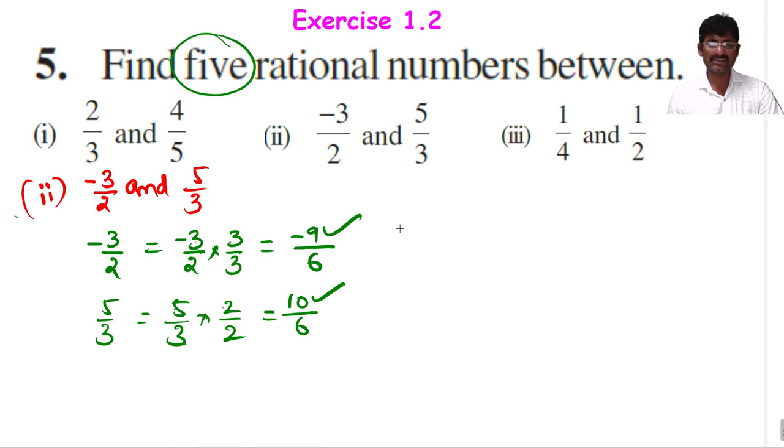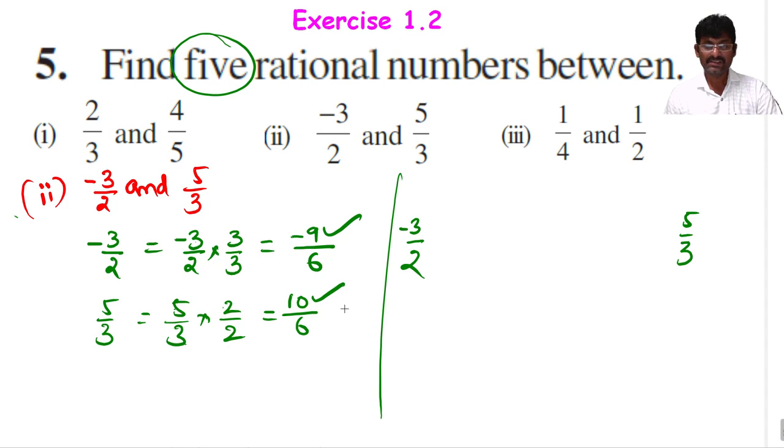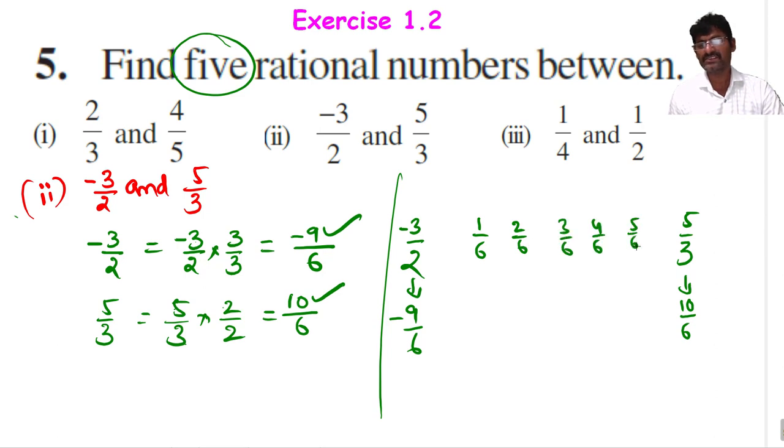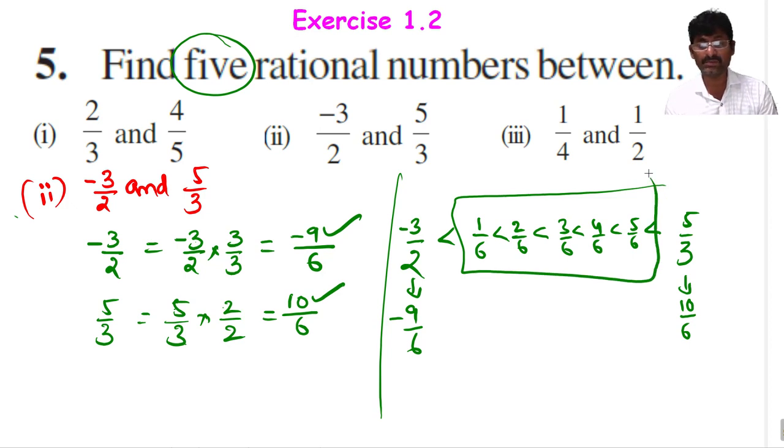So here what I am writing is negative 3 by 2 here and 5 by 3 here. In between these two we need to write 5 rational numbers. So negative 3 by 2 means that is negative 9 by 6, right? 5 by 3 means 10 by 6. Between these two we have so many numbers. I am taking like 1 by 6, 2 by 6, 3 by 6, 4 by 6 and 5 by 6. So just put less than, right, like this. That's it. These are the rational numbers between negative 3 by 2 and 5 by 3. So we have 5 rational numbers. Of course we have so many rational numbers, I just picked up only 5. Okay, right. Let us go to the third one.